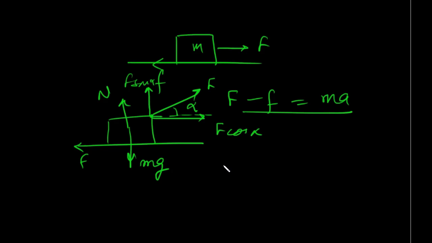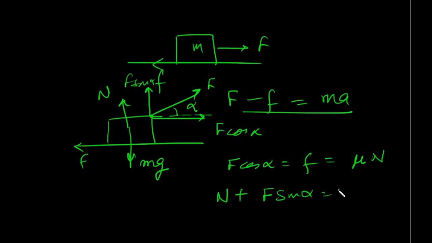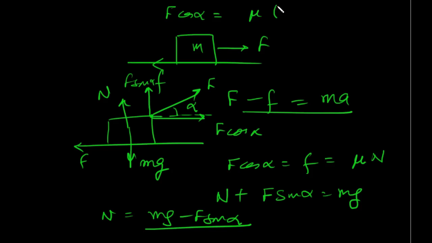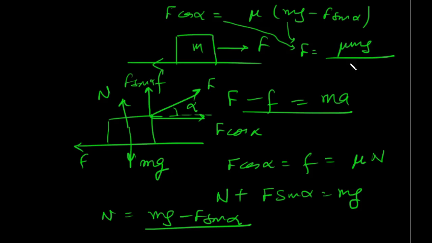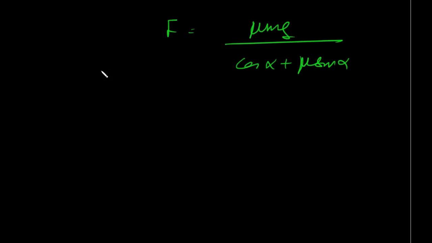So if say it is not accelerating right now, we have F cos alpha equal to f, which is equal to mu into N, and the vertical equation says N plus F sin alpha equal to mg, right? So what is N over here? mg minus F sin alpha, and we put this in this equation, we get F cos alpha equal to mu times mg minus F sin alpha, and from this equation we get F equal to mu mg upon cos alpha plus mu sin alpha. Now the equation of force was F equal to mu mg divided by cos alpha plus mu sin alpha, right? And this was the figure.